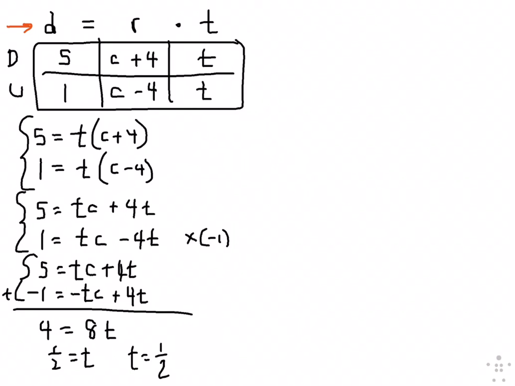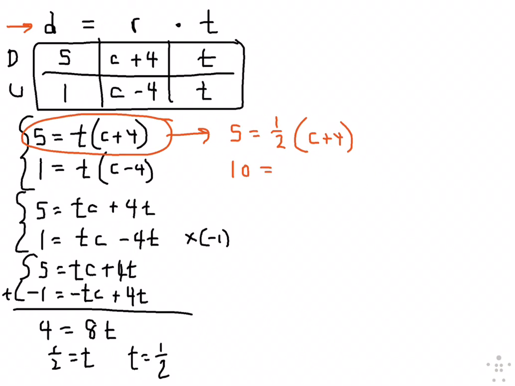So I'm going to find it by using this one. This one looks nice and easy, right? So I'll substitute in my 1/2 for T. So I have 5 equals 1/2 times C plus 4. I'll divide both sides by 1/2, or multiply both sides by 2, and I get 10 equals C plus 4. Subtract 4 and I get 6 equals C.